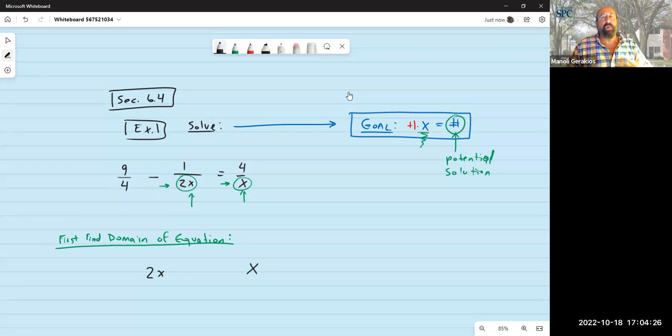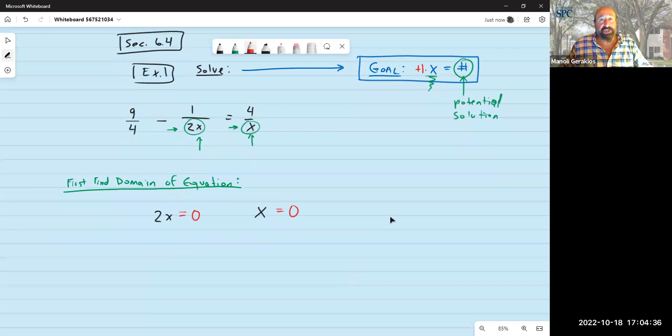What are we worried about them becoming? 0. So we set it equal to 0. These are artificially created equations, just like we did for the domain of a rational function. And we want to solve for x. Solve both of these for x. What that's going to help us find is problem numbers for x equals a number. Are there any numbers that would cause denominators to be 0? Solving this, any numbers for x that would cause the denominator to be 0? This would help us find it.